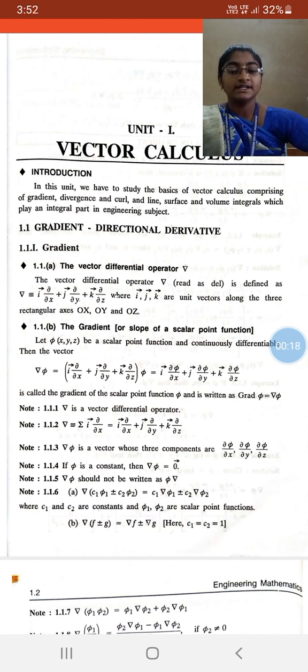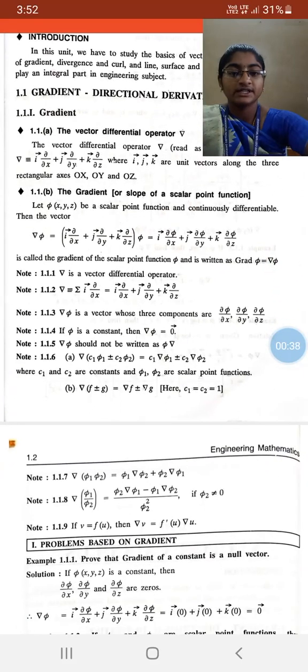Del is nothing but i vector ∂/∂x plus j vector ∂/∂y plus k vector ∂/∂z. So for the gradient del phi, just multiply phi with these, that is i vector ∂phi/∂x plus j vector ∂phi/∂y plus k vector ∂phi/∂z. Some of the notes are given here.